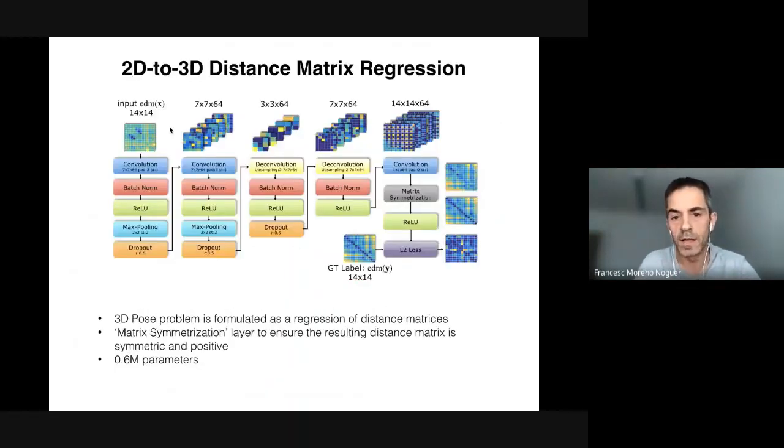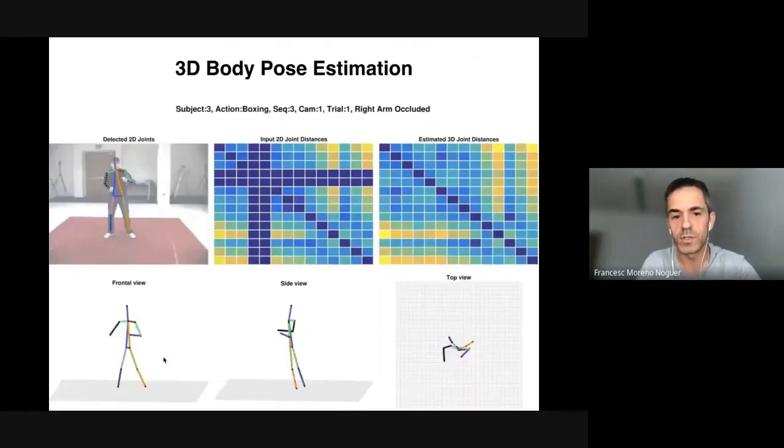Actually, we solved this problem with a very simple architecture, which is based on some up convolutions and down convolutions, but very, very small. It had only 0.6 mega per meter. All right. So let me show some results of what we got here.